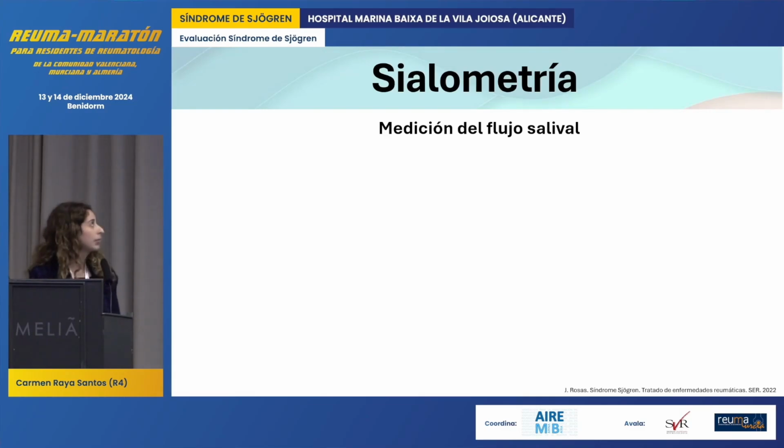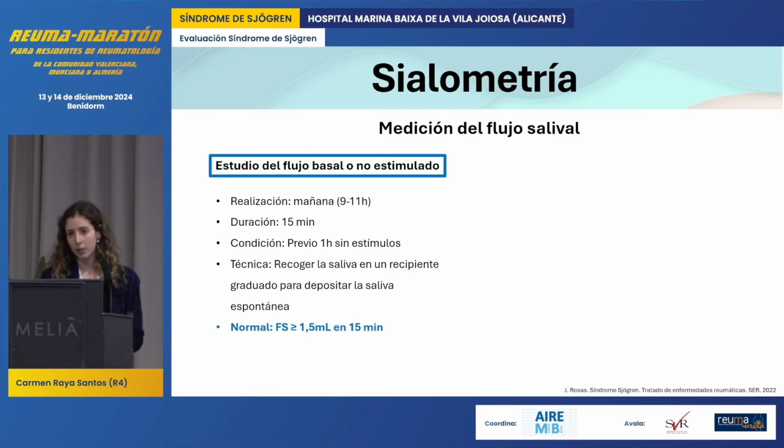We have sialometry, which allows us to measure salivary flow. And we have basal or unstimulated flow, which must be performed without exception. In the morning, between 9 and 11 a.m., it lasts about 15 minutes, so it's a short test, but it must be done under specific conditions beforehand.